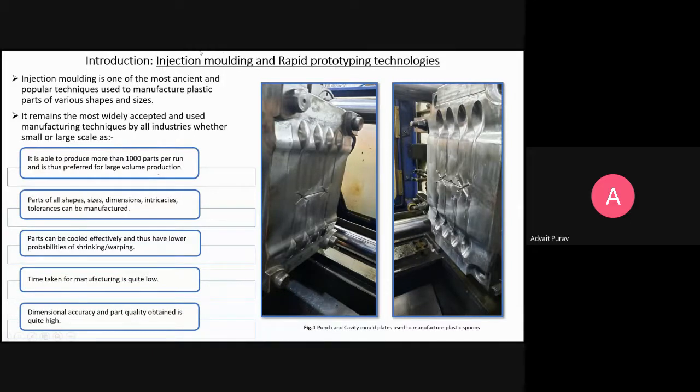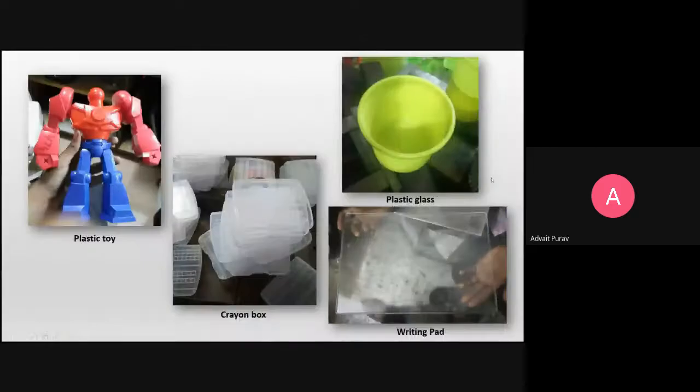So now on the right you can see a particular mold of a plastic spoon, which consists of the cavity as well as the punch part. This is the male die as well as the female die, which we call the cavity as well as the punch. It is similar to any other molding operations. So all these kinds of intricate plastic parts, toys, crayon box, plastic glass, writing pad can be produced through it.